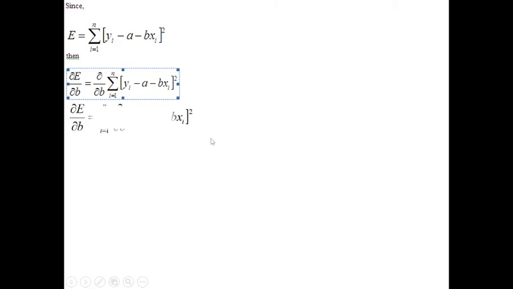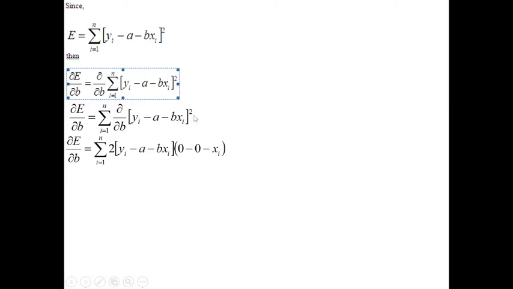And then, since E equals summation of yi minus a minus bxi squared from i equals 1 to n, kanina nag-partial derivative ako with respect to A. Ngayon, mag-partial derivative ako with respect to B. Same process lang gagawin. Pwede kong ilagay yung derivative symbol sa loob ng summation. And then, ide-derivative ko na.